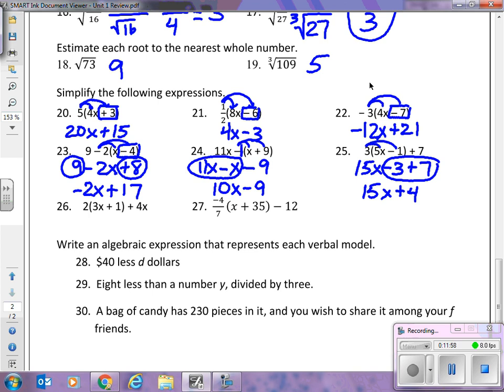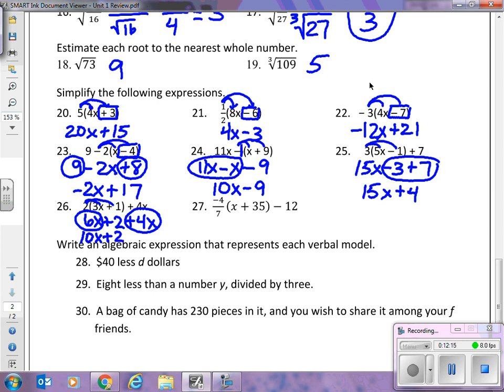We need to distribute the 2 first. 2 times 3x is 6x. 2 times 1 is +2, and then bring down +4x. This time we're combining the +4x and the +6x together. So that's going to give us 10x, and the +2 doesn't have anybody to go with, so it drops in.